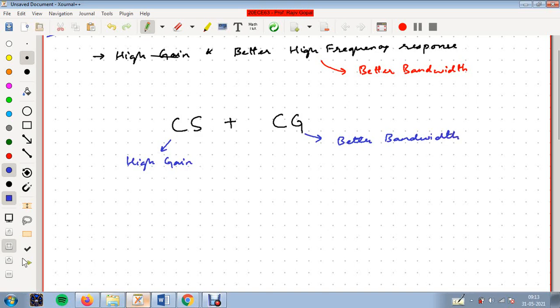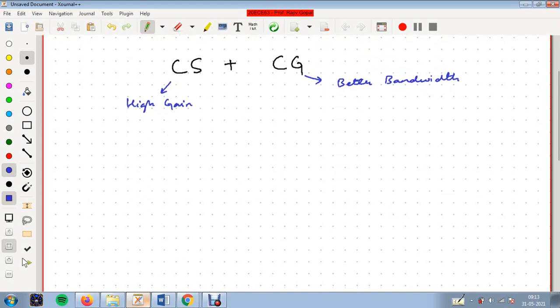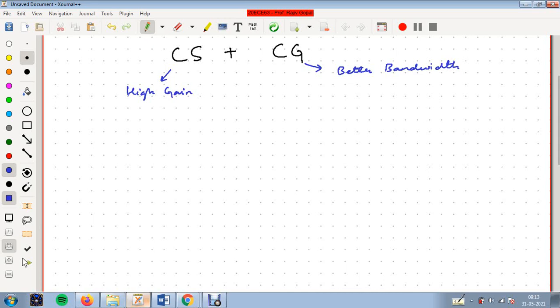Before actually venturing into what a cascade amplifier is, first we need to understand how to actually increase the gain. Say if I have a CS amplifier like this. This is VI. This is my MOSFET. This is the source, which is common, and I have RD, which goes to the voltage supply.